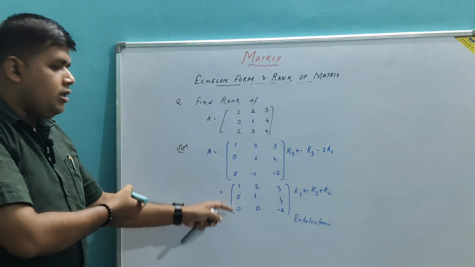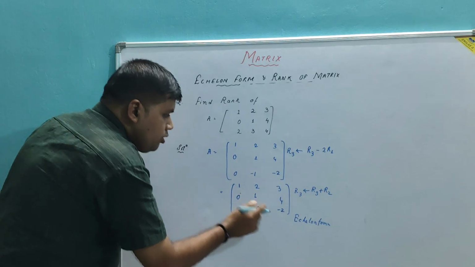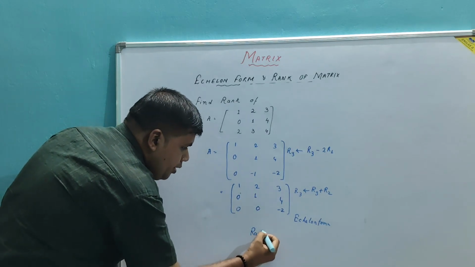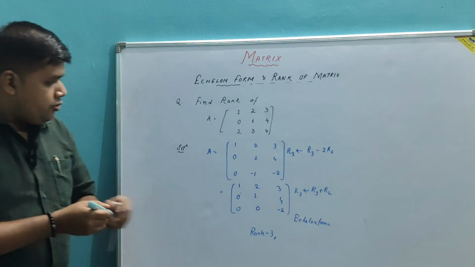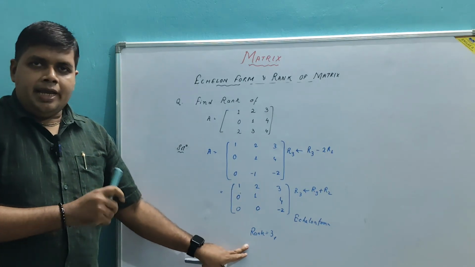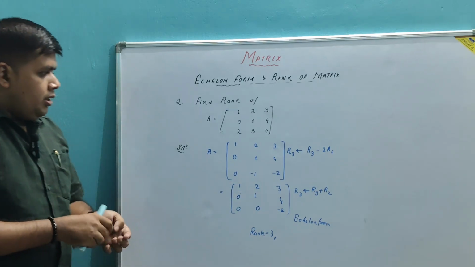So how many non-zero rows are there? So we have 3 non-zero rows. So therefore rank is equal to 3. So since we have 3 non-zero rows, therefore rank is equal to 3.